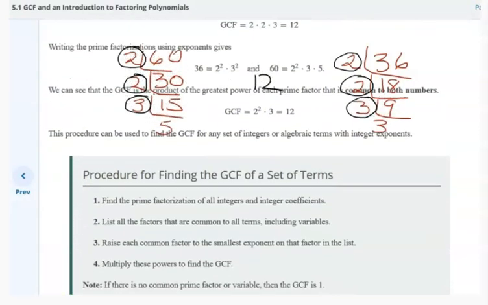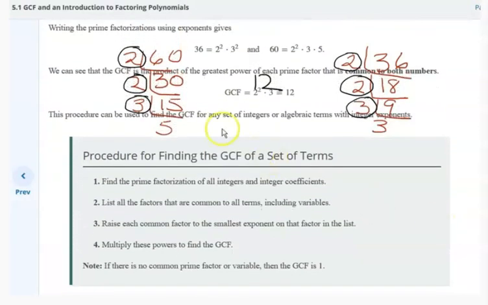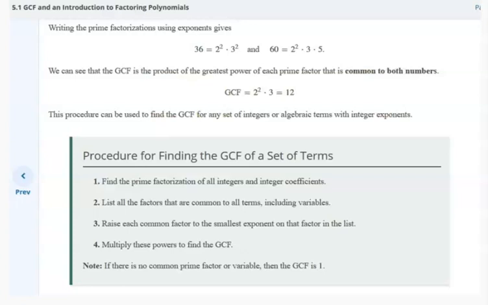And hopefully you've taken these notes down. So here they're describing the protocol for finding the greatest common factor in a set of terms. Which factors are common to each term, and that altogether would make the greatest common factor using the protocol we just went over. All right, let's go on.